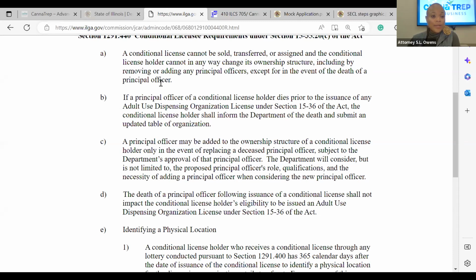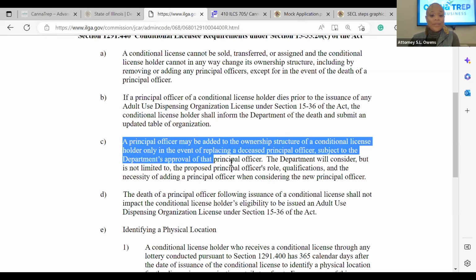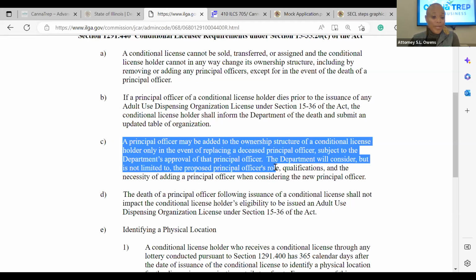So that's the phase when you first win the lottery and you make it through all the hoops approving your social equity status, and they have now issued you the conditional license. Now let's say you make it through all of your conditional license stuff. You're good to go. You got checked off on all your zoning, the build out, all of your site visits, all of the things you're supposed to do. And now you get your adult use final version of your license. It is at that point that they're saying a principal officer may be added to the structure in the event of death. That's under here, C, that they'll consider it, but they need to look at their qualifications and decide.